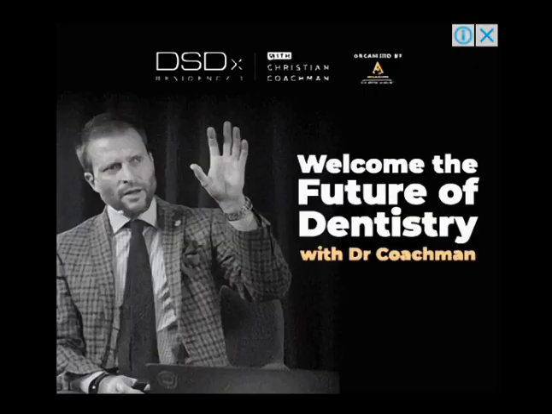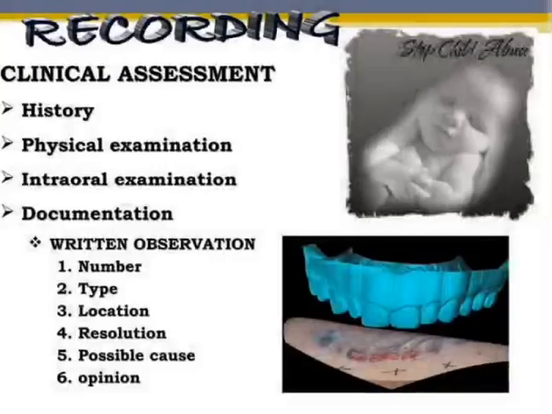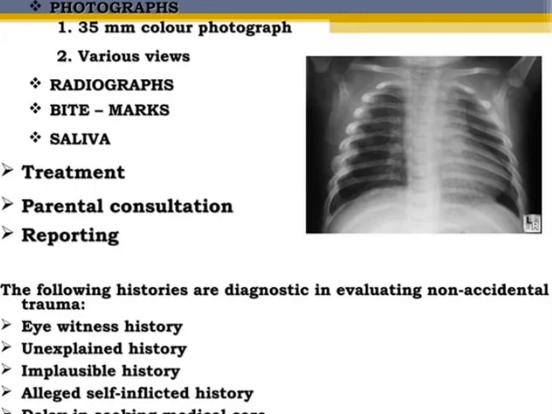Recording the clinical assessment, like the history, physical examination, intraoral examination, and documentation. The written observations, like number, type, location, resolution, possible cause, and opinion. Photographs, 35mm color photographs, in various ways. On the radiograph, bite marks and saliva should be noted. Treatment, parental consultation, and reporting should also be considered.